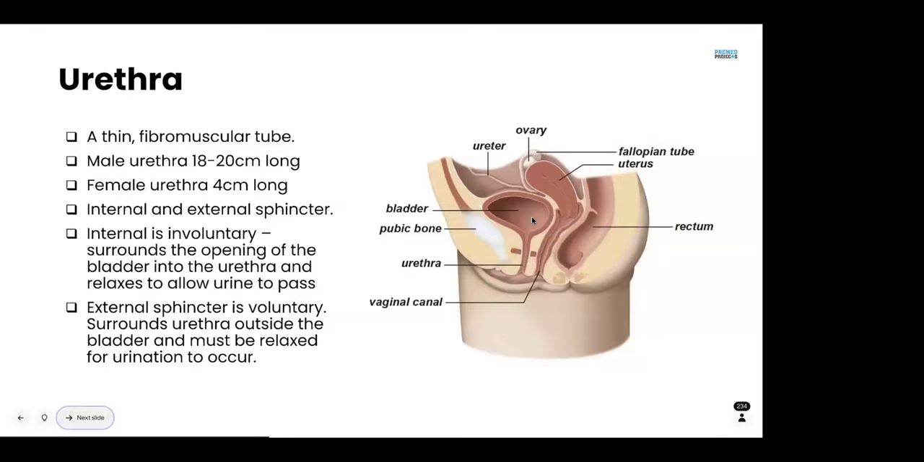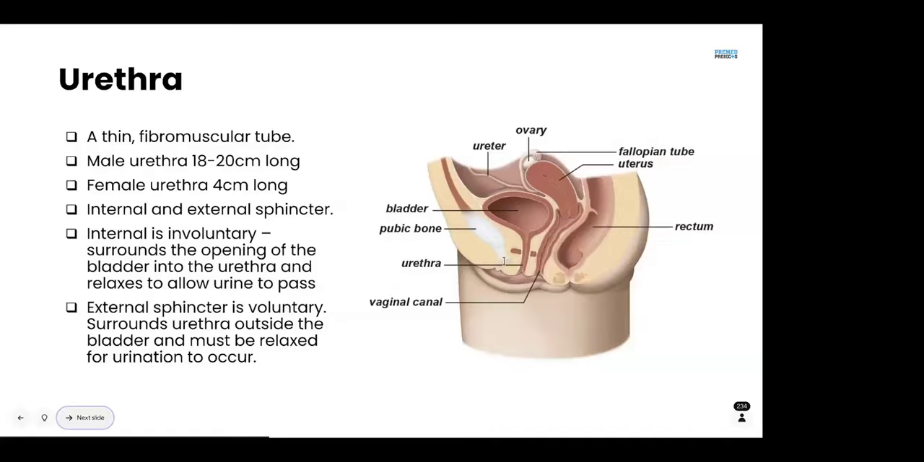Let's have a look. What is Sophie's question? Sophie's asking, is this structure different in men and women? Yes, the urethra is different. The bladder is a very similar structure in males and females, but the urethra is different. The tube is much longer in males.